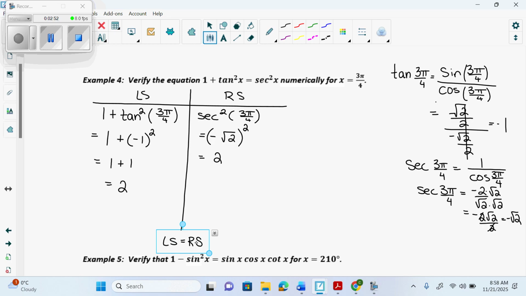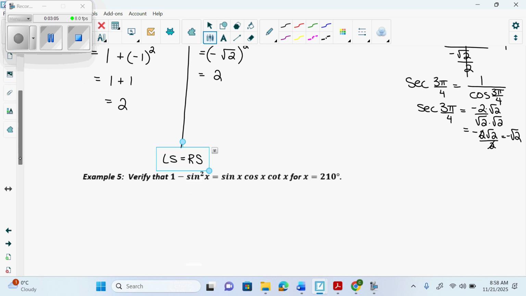So to be blatantly honest, the hardest part I feel of this is getting the right answer off the unit circle. And then mathing some fractions. Or some radicals. Radical fractions. All right. Example 5.